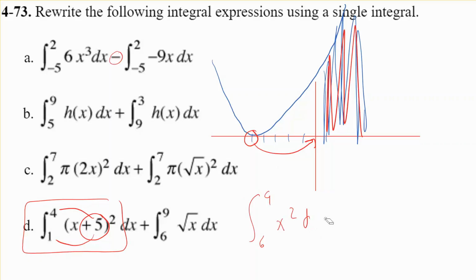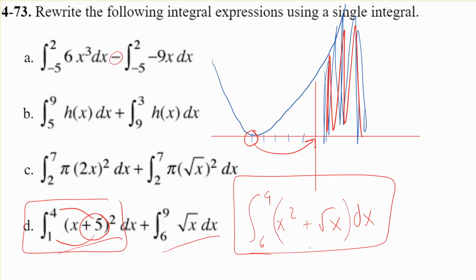And let's just combine them right away now that I've got the bounds the same, plus the square root of x dx. And I would totally encourage you to check it with your calculator. You can get this value on your calculator, this value on your calculator. Then you can try this value on your calculator. And you should definitely see that they're going to be the same.